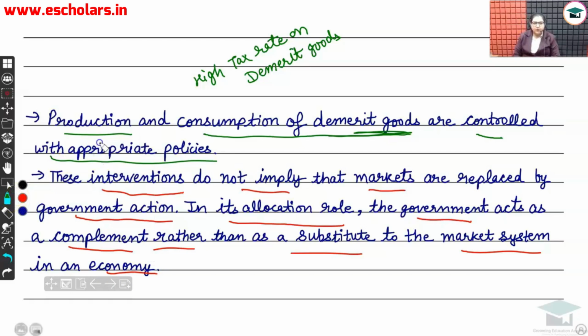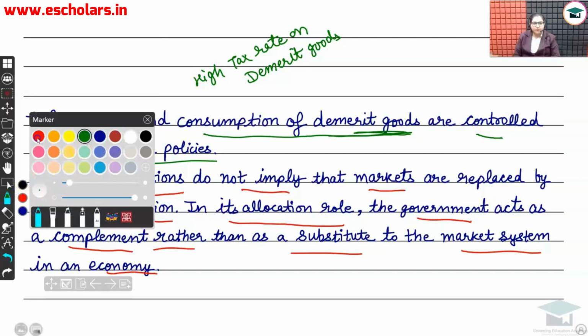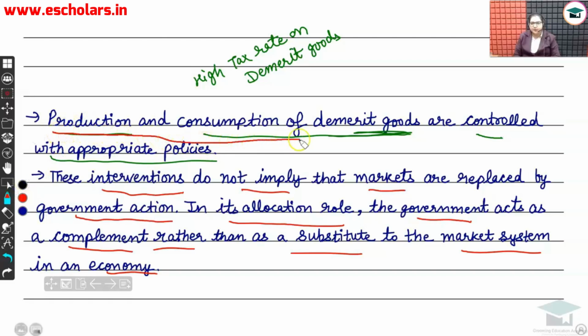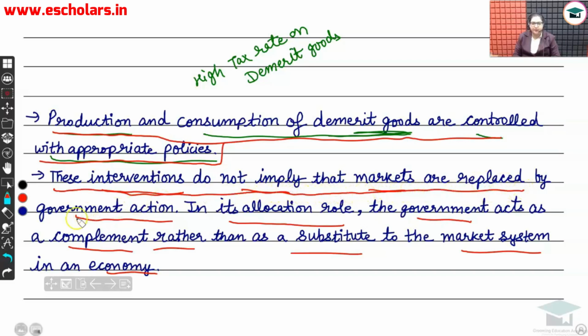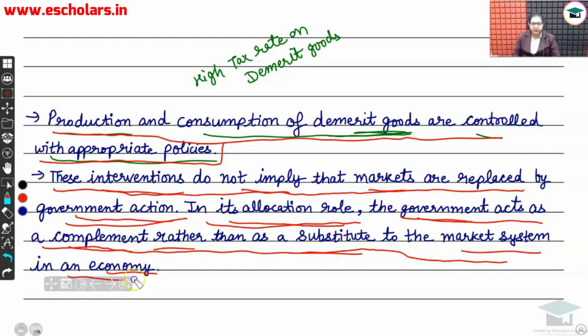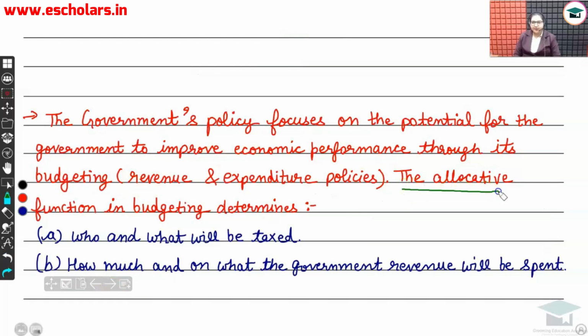Okay. So let's recall it till now. Production and consumption of demerit goods are controlled with appropriate policies. These interventions do not imply that markets are replaced by government action. In its allocation role, the government acts as a complement rather than as a substitute to the market system in an economy. Now students, we will discuss the allocative function of the government in budgeting.